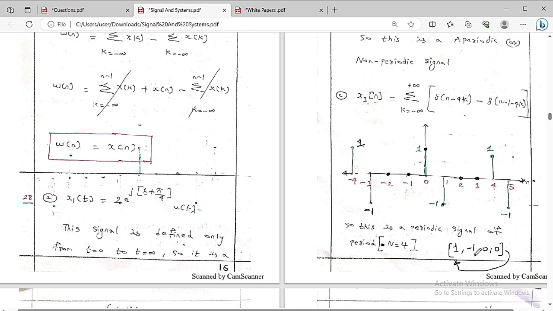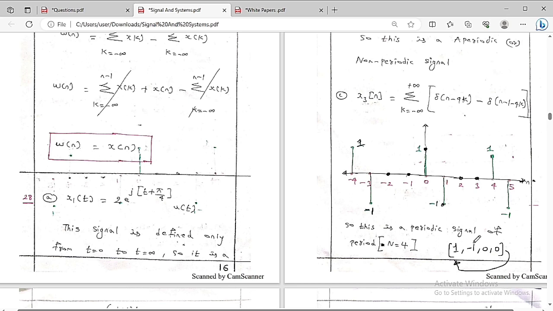How many numbers are there in the sequence? 1, 2, 3, 4, so 4 are there, and this sequence of 4 is going to repeat. So this is the period of the signal, N is equal to 4. Only these 4 samples are there, and after that the sequence is going to repeat. So the period is the number of samples after which the sequence is going to repeat.